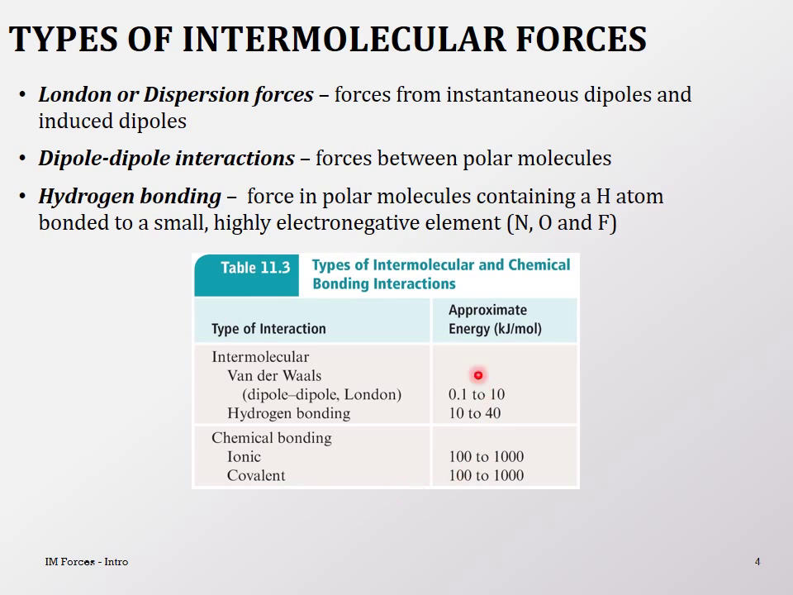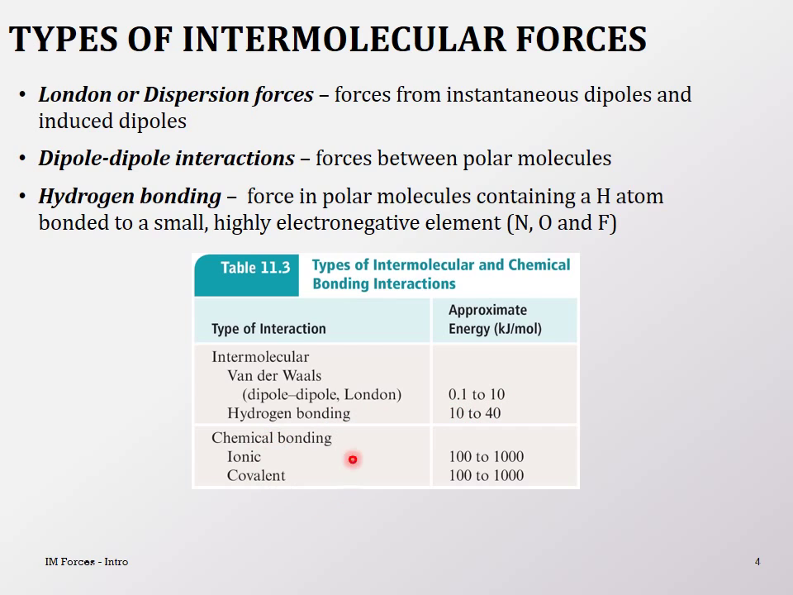This little table here actually shows you how much force is involved in any of these intermolecular forces. So for example, the van der Waals force, the London forces, dispersion forces. The approximate energy used to break those forces is 0.1 to 10 kilojoules per mole versus hydrogen bonding, which is 10 to 40. So really, hydrogen bonding is a lot stronger than the van der Waals forces. Very, very much stronger. So that's the amount of energy it requires.